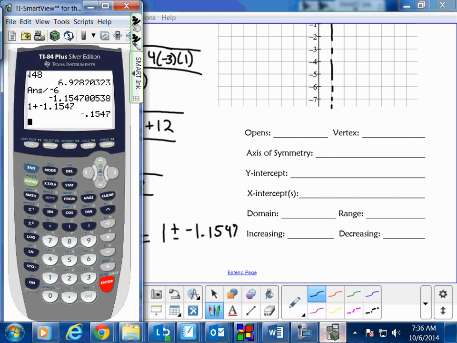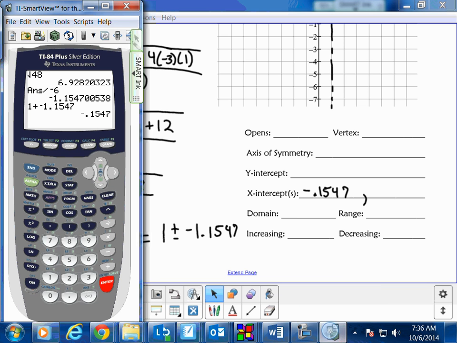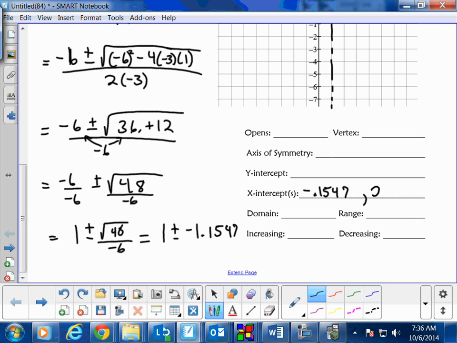So one of my x-intercepts is going to be -0.15, really close to 0. And the other one is going to be 1 minus that amount, because remember, the plus or minus means you're adding and subtracting. That comes out being 2.154. So there are my two intercepts in this case.